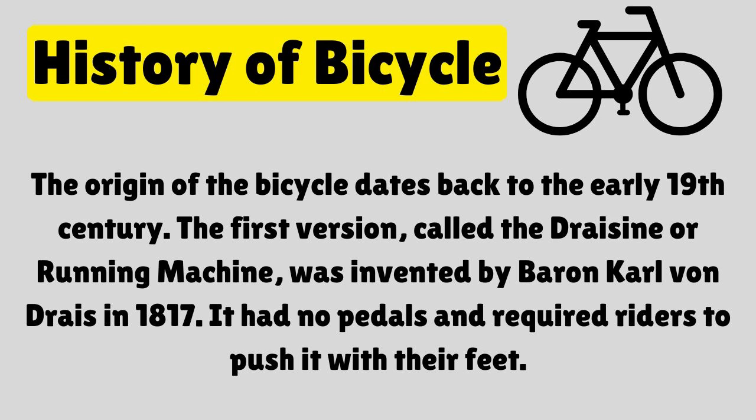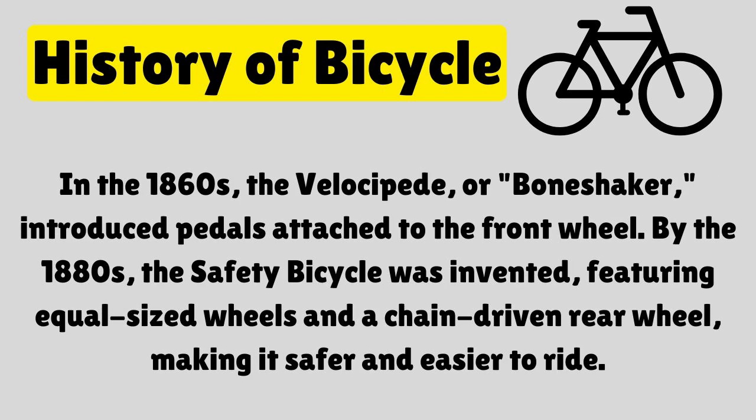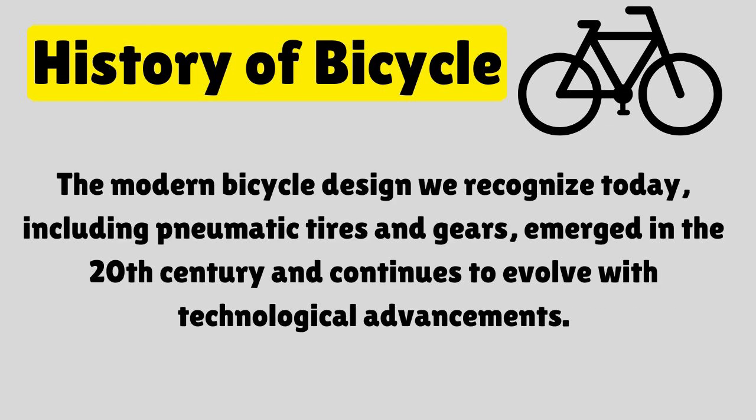The first version, called the Draisine or running machine, was invented by Baron Karl von Drais in 1817. It had no pedals and required riders to push it with their feet. In the 1860s, the velocipede or bone shaker introduced pedals attached to the front wheel. By the 1880s, the safety bicycle was invented, featuring equal-sized wheels and a chain-driven rear wheel, making it safer and easier to ride. The modern bicycle design we recognize today, including pneumatic tires and gears, emerged in the 20th century and continues to evolve with technological advancements.